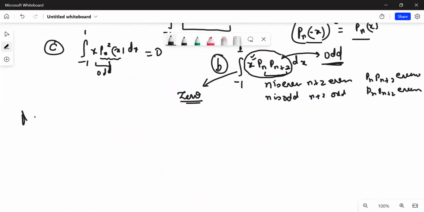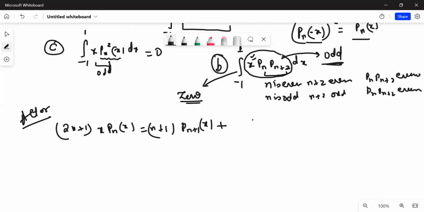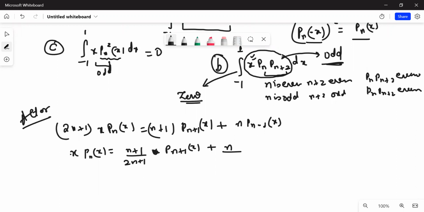So an alternative approach can be to use my recurrence relation, which is 2n plus 1 x Pn x is equal to n plus 1 times Pn plus 1 x, and then plus n times Pn minus 1. So I'll write Pn x, x Pn x is equal to n plus 1 upon 2n plus 1 into Pn plus 1 x plus n upon 2n plus 1 into Pn minus 1. I'll keep this x here only.